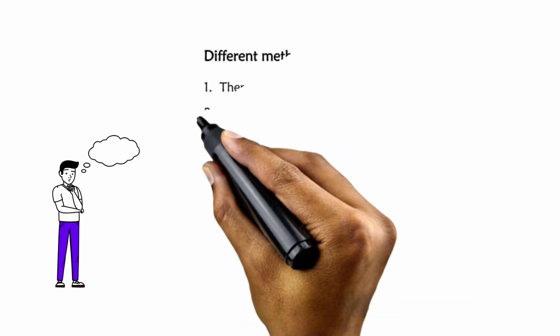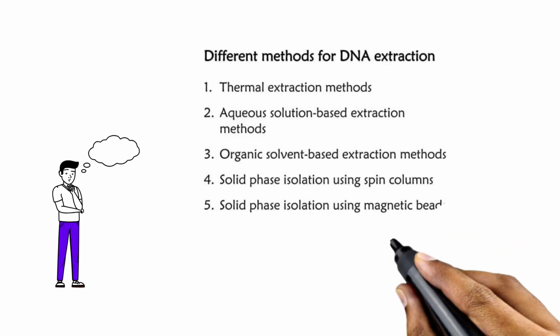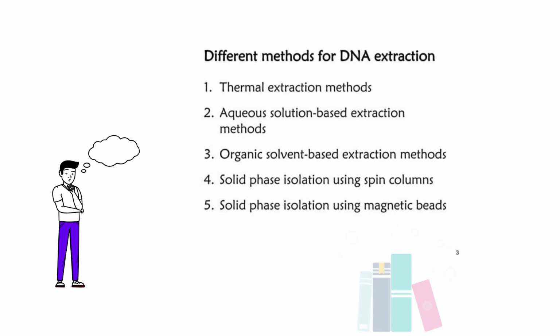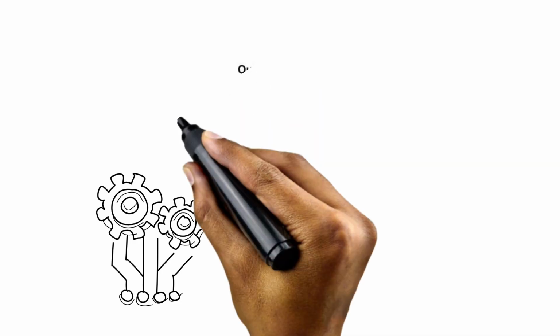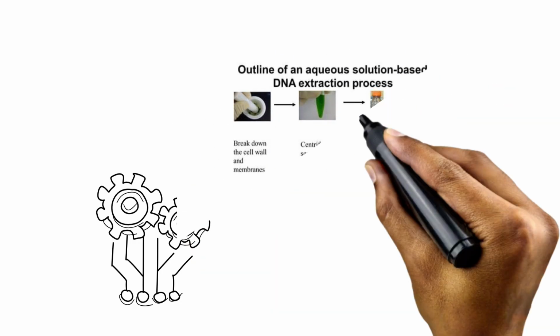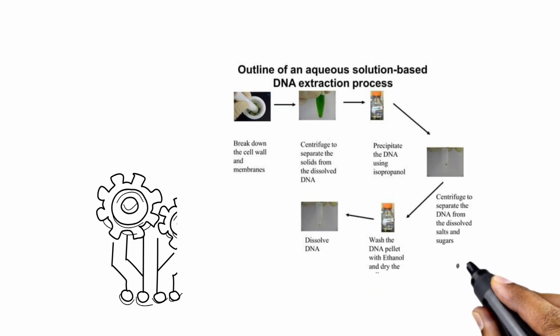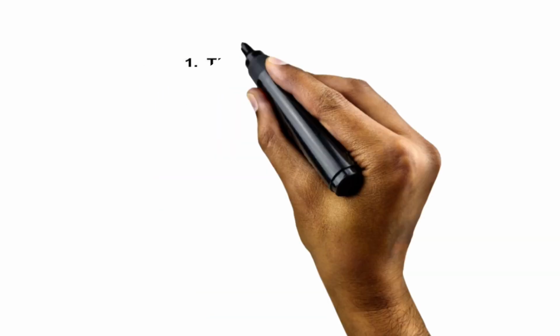Now we will see different methods for DNA extraction. First one is thermal extraction, then aqueous solution based extraction, organic solvent based, solid phase, and solid phase isolation using magnetic beads and columns. So these are some of the methods. Now we will see the outline of an aqueous solution based DNA extraction method. First is breakdown of the cell wall, then centrifugation, precipitation, and we proceed to the elution step.